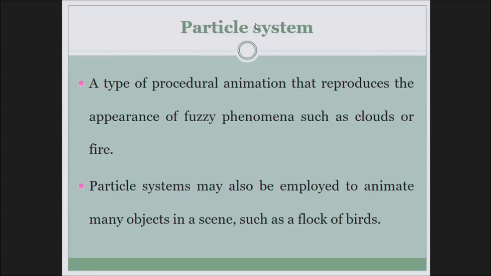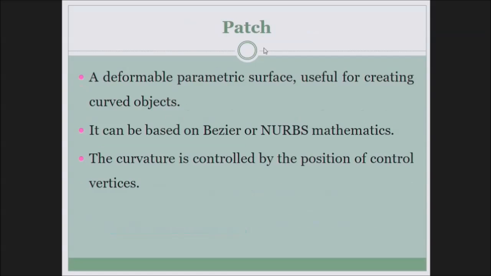Then coming to particle system. It is a type of procedural animation that reproduces the appearance of fuzzy phenomena such as clouds or fire. A particle system may also be applied to animate many objects in a scene such as a flock of birds, etc. Then coming to patch, a deformable parametric surface used for creating curved objects. It can be based on Bezier or NURBS mathematics. So the curvature is controlled by the position of the control vertices.